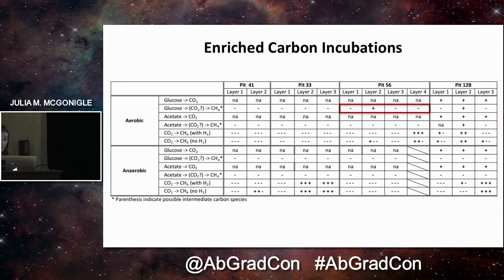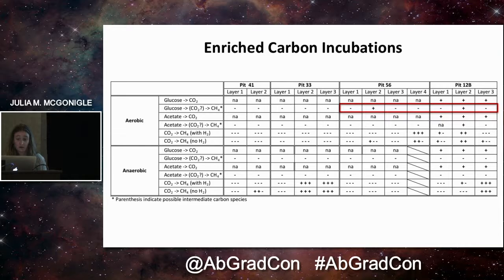And as you'll note up here, we also had methane production from glucose, which is very strange because methanogens can't use glucose. They can't even transport it inside of their cell. And so because this occurred in aerobic incubations and not the anaerobic incubations, this kind of suggests that there's some sort of partnering going on with the aerobic microbial community members and the methanogens.